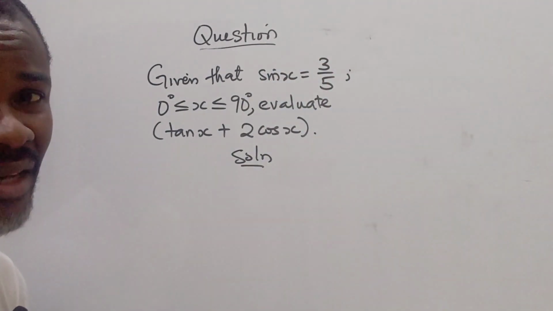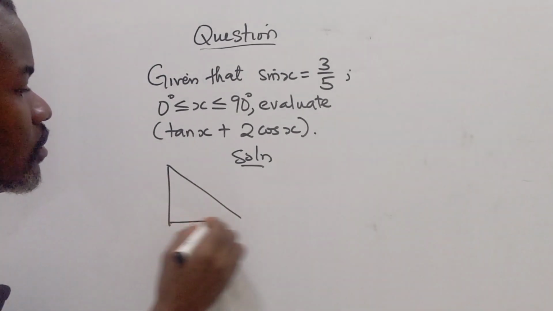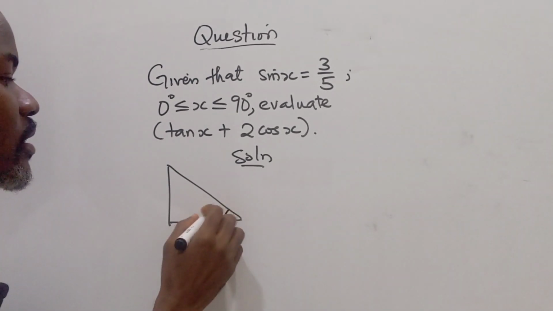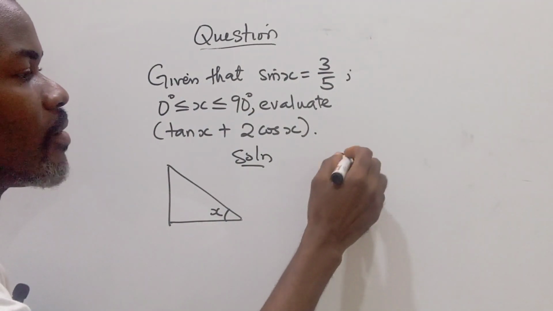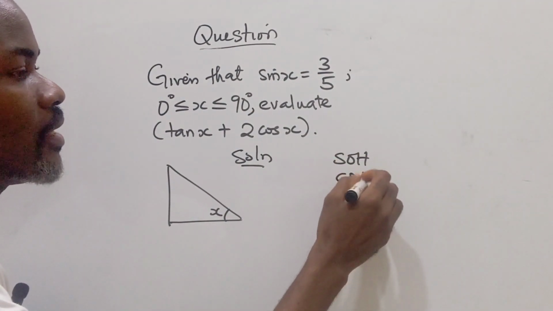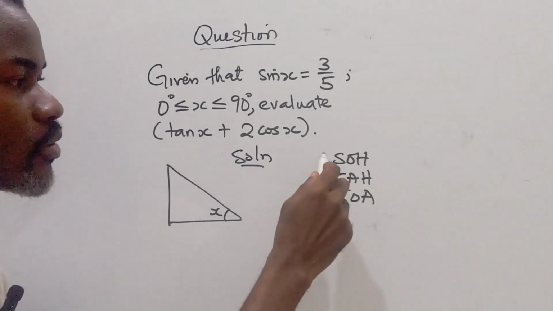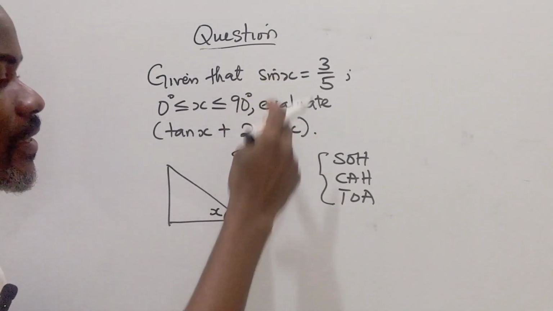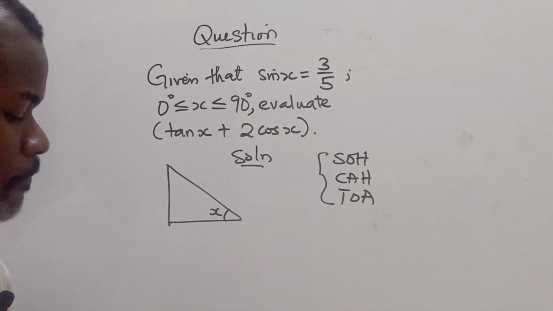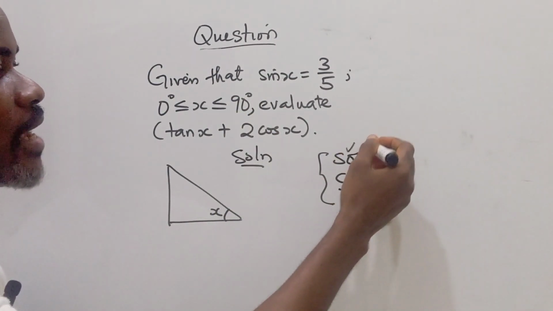Alright, so the way to solve this problem is that you can interpret this as a right angle triangle. Let me quickly draw out a right angle triangle. So we can put this as x. Remember SOH CAH TOA, this is going to help us solve this problem. So when we say sine x, what do we mean by that? It means we have opposite and we have hypotenuse.